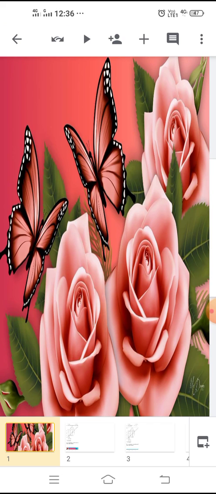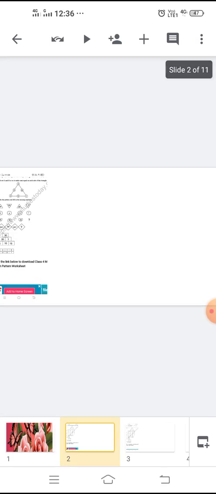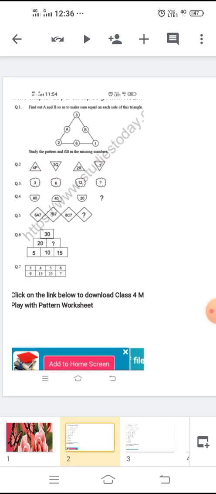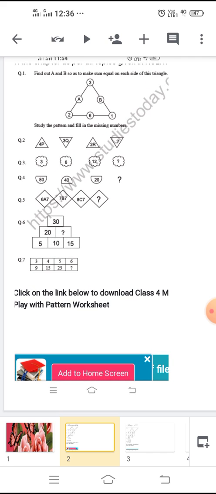Children, today in our maths class, we are going to do some practice questions based on the chapter Play with Patterns. As we have already done the chapter Play with Patterns, today we are going to practice some of the questions from that chapter. So, let's see the first question.